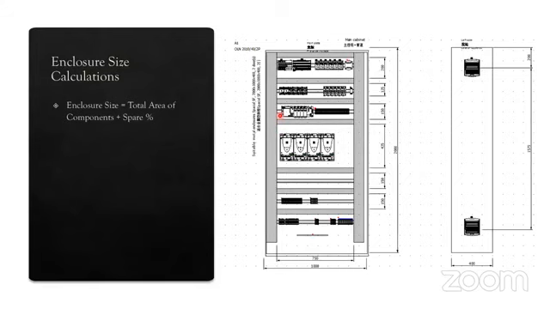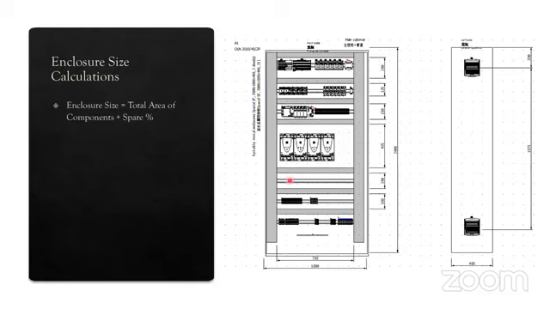Now you have enclosure size calculations. Once you decide what components are there in the panel, you will need to calculate the size of the enclosure. The total size of the enclosure can be calculated by means of this formula, that is total area of the components which are being used inside the panels and some spare space. We always put some spare space.